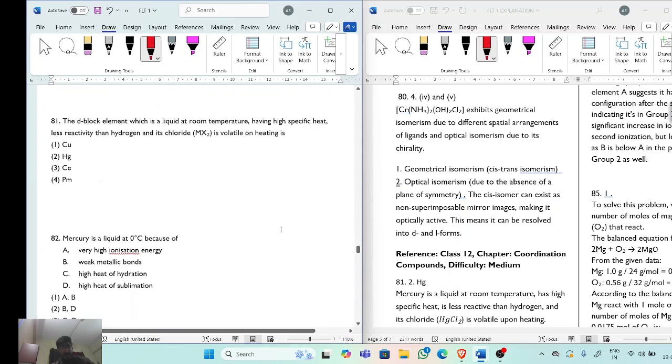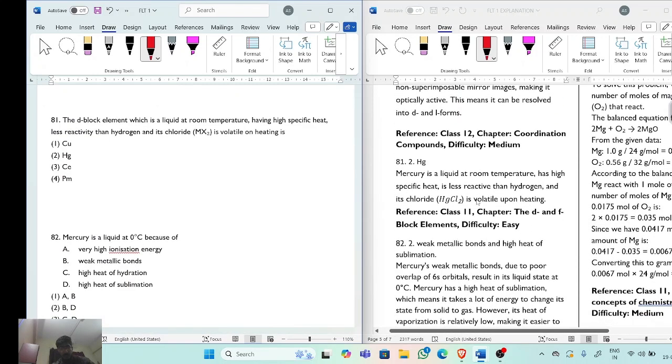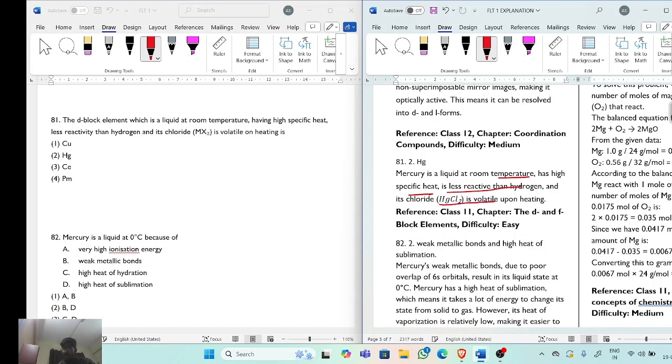Now coming to question number 81. The d-block element which is a liquid at room temperature, having high specific heat, less reactivity than hydrogen, and its chloride MX2 is volatile on heating, is. Mercury is a liquid at room temperature. It has high specific heat, is less reactive than hydrogen, and its chloride HgCl2 is volatile upon heating. So mercury satisfies all the conditions, and option number 2 is our correct answer.